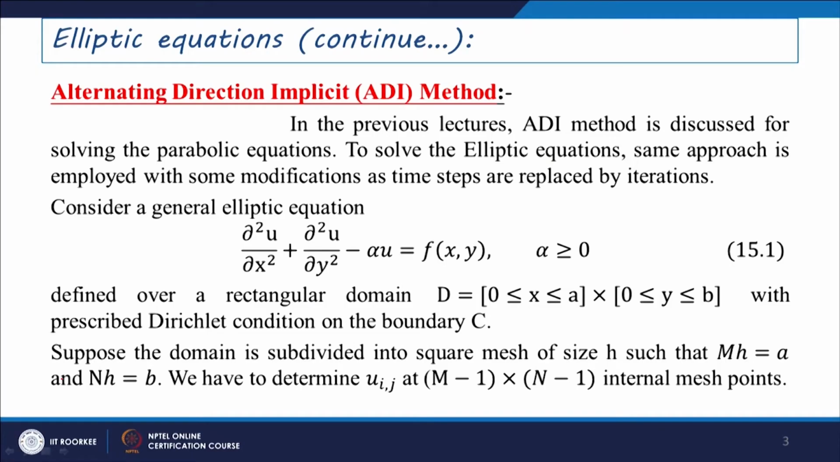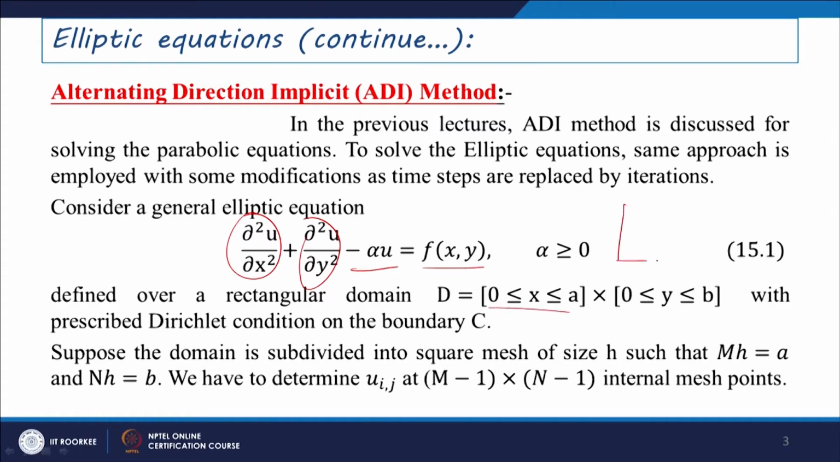Suppose we consider a general elliptic equation in the form del square u by del x square plus del square u by del y square minus alpha u equals f of x y, where alpha is greater than 0, and which is defined over a domain. Suppose x lies between 0 and a and y lies between 0 and b.